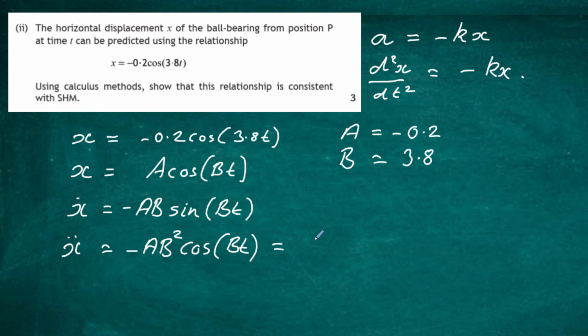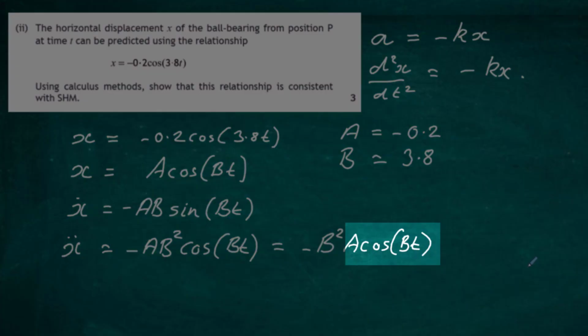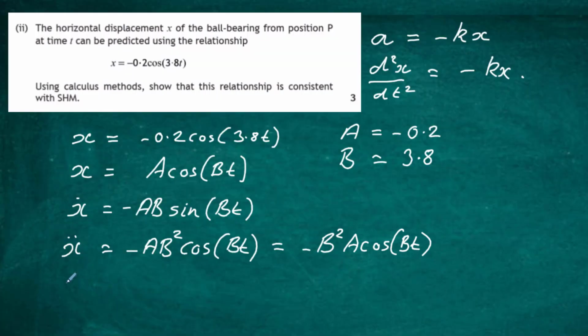We can write that in the following way. We can say it's going to be minus b squared times a cos bt. Now if you look very closely, the part where we have a cos bt is just really equal to x. So therefore we have x double dot, the acceleration of the object, is going to be equal to minus b squared times x, because x is going to be equal to a cos bt.